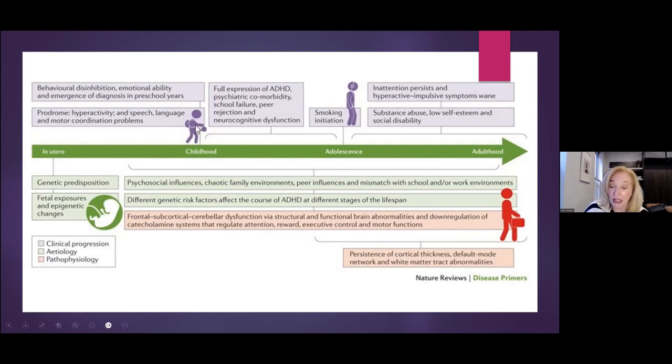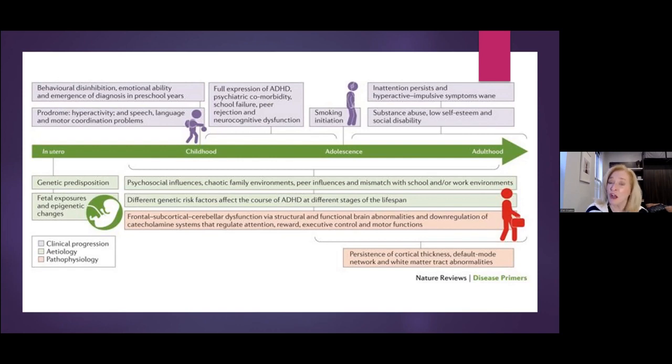When we look into childhood, what we see is there are a lot of different risk factors that might cause someone to express the full symptom picture of ADHD. So psychosocial influences, chaotic family environments, peer influences, a mismatch between school and work environments. So a child who has a teacher who is not consistent, not the right kind of teacher, might have a very bad year in school. Another child might do quite well if they're in the right kind of learning and academic environment.